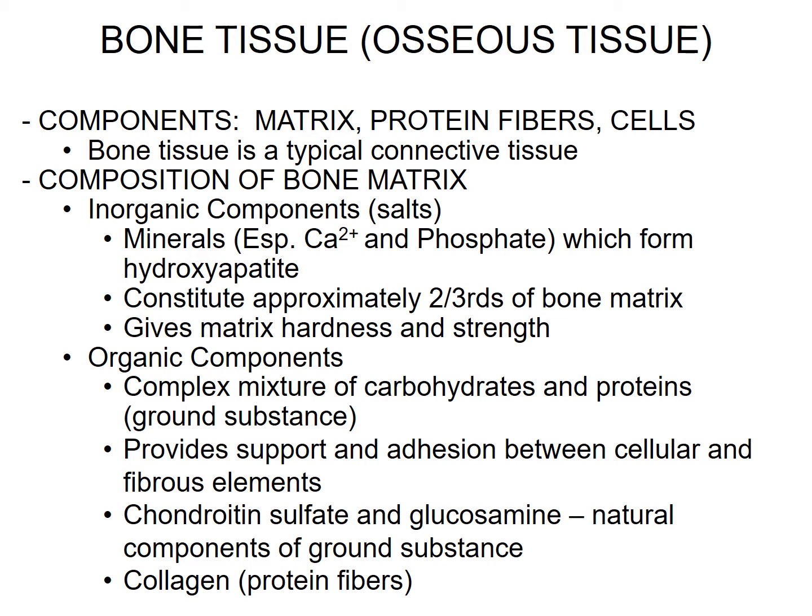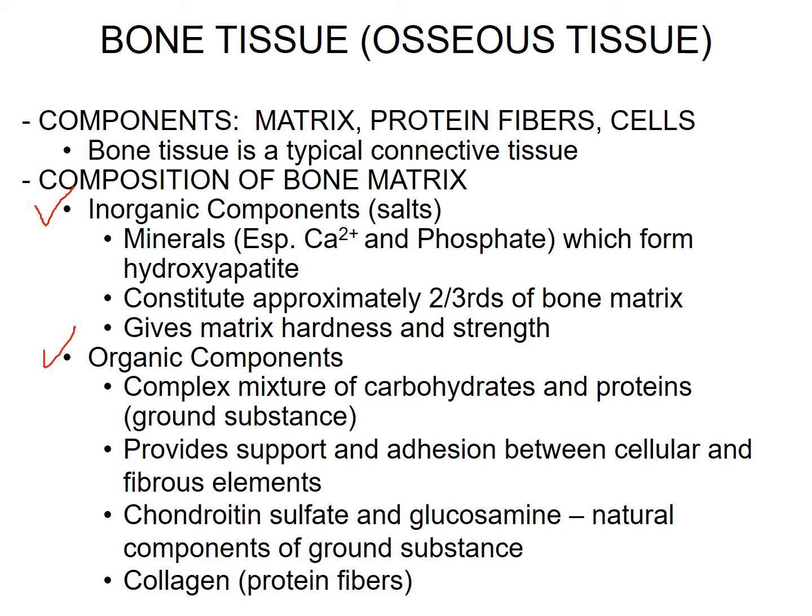So with the composition of bone, there are 2 types of components. There's inorganic components and organic components. And remember the definition, what's the difference between these? Organic components has carbon that's bound to other carbon or hydrogen atoms, and inorganic is lacking carbon. But these are both very, very important.